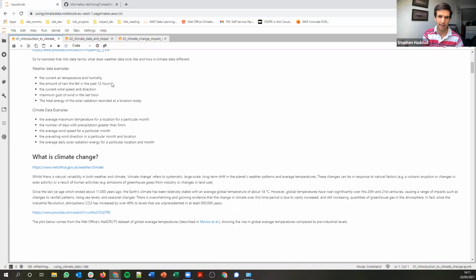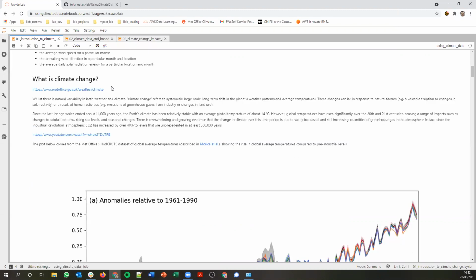And since the Ice Age ended about 11,000 years ago, actually our climate's been relatively stable. In fact, there's an average global temperature of 14 degrees. However, in the 20th century and the 21st century, we have seen a warming of that global temperature.